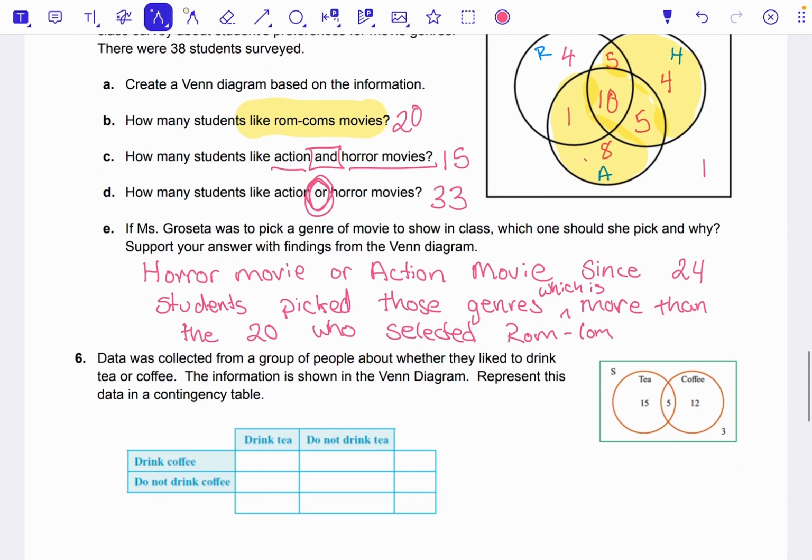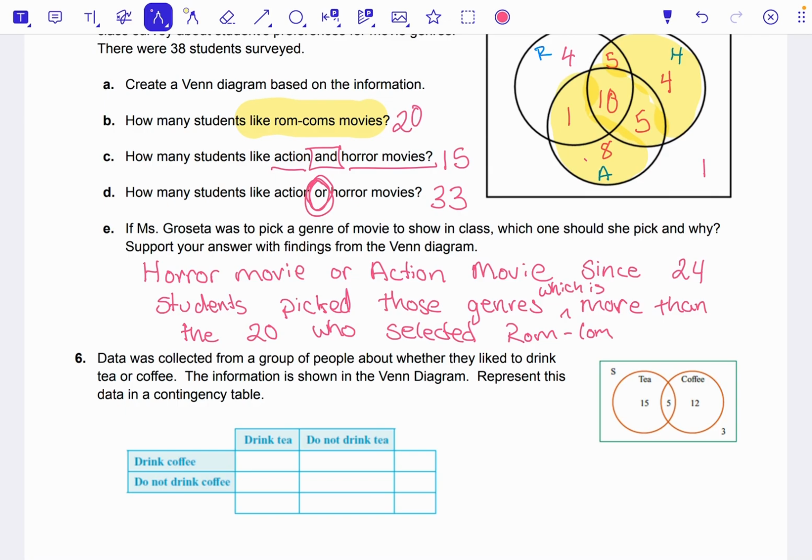All right, moving on to number 6. Here, we're going to do a little backwards. We've taken two-way tables in class and turned them into Venn diagrams. We're now going the other way. So I've given you a Venn diagram and I'm asking you to come up with the two-way table.